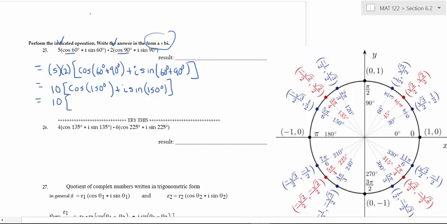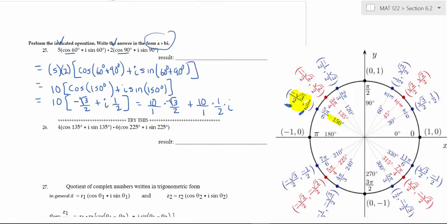So the cosine, just look up 150, so here's 150. That's the cosine's the x value, and we know the sine's the y value. So cosine of 150 is negative square root of 3 over 2, plus i, the sine of 150 is 1/2. Guys, you got that? So let's multiply it out. We have 10 over 1 times negative root 3 over 2 plus 10 over 1 times 1/2 times i. Just multiply it out.